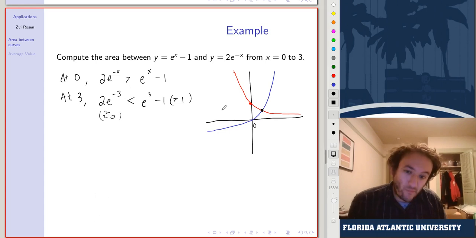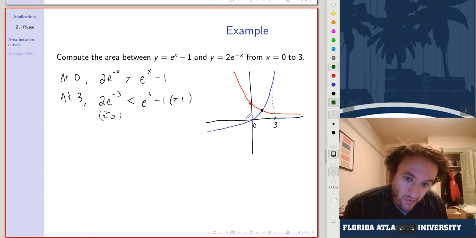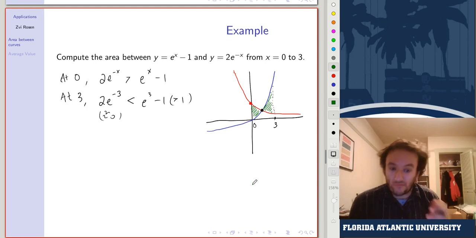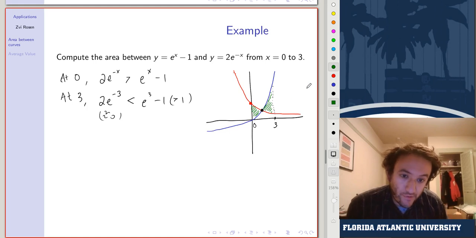So at some point they switch places. So let's say 3 is somewhere over here. Okay, so we're going to be interested in this area. But as we just saw on the previous slide, we need to know what interval has the one function greater and what interval has the other function greater. So in order to get that, we need to compute this intersection point.